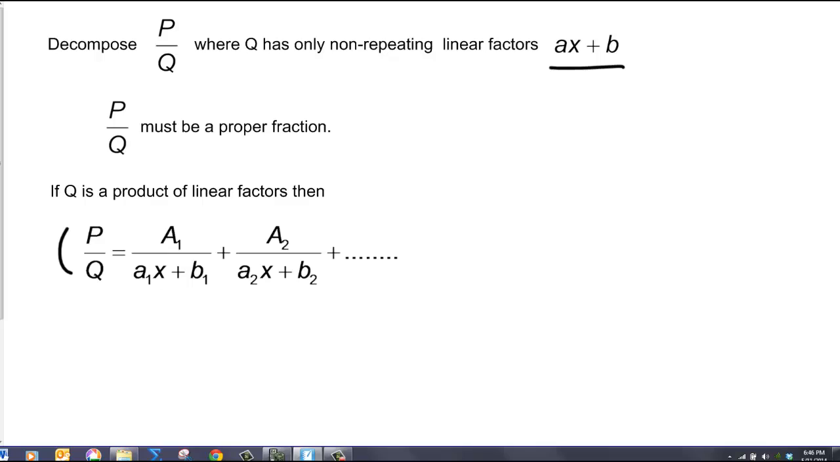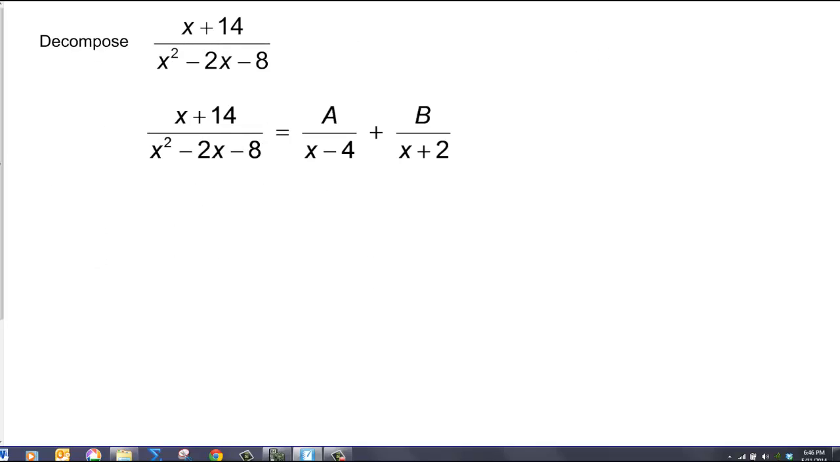Looks kind of confusing as we look into general terms, but let's talk about specifics. We're going to decompose the fraction x plus 14 over x squared minus 2x minus 8. And in order to do that, we have to take a look at the factors of x squared minus 2x minus 8, which are x minus 4 and x plus 2. So given that, we can split this fraction up into the sum of 2 fractions with factors x minus 4 and x plus 2, where the constant on top is different.